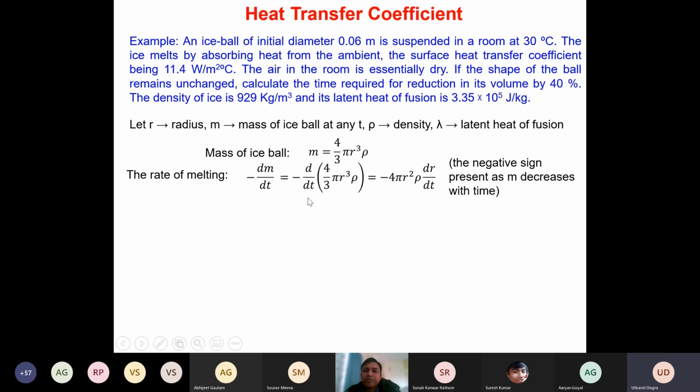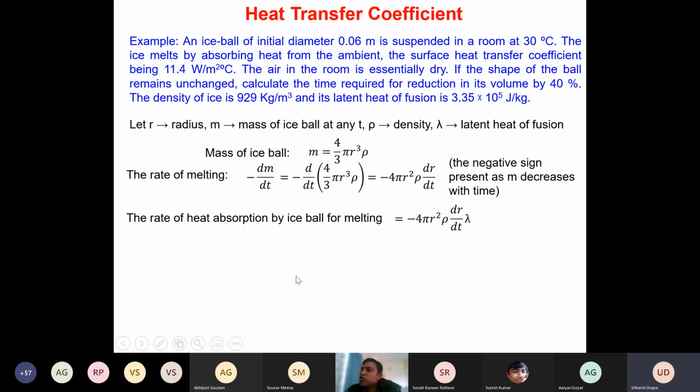Now the rate of melting is there, and rate of melting multiplied by latent heat will give you how much change in the energy is there, isn't it? Because here we are saying that the ice ball is melting. So if I multiply by the latent heat, that is going to give me the rate of change of energy. So the rate of heat absorption by the ice ball for melting will be 4 pi r square rho dr by dt into lambda, where lambda is nothing but the latent heat of fusion.